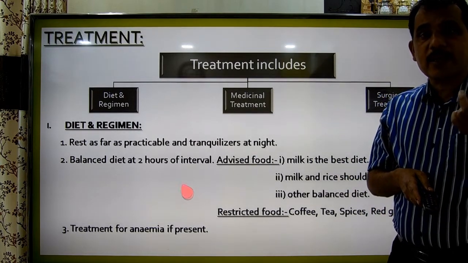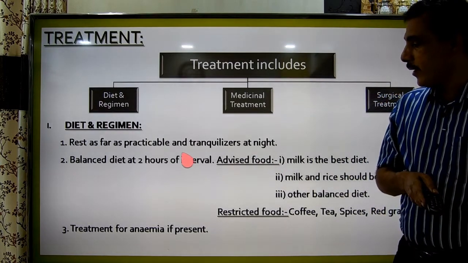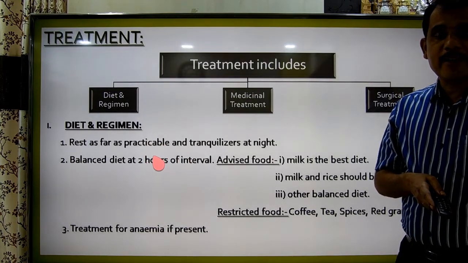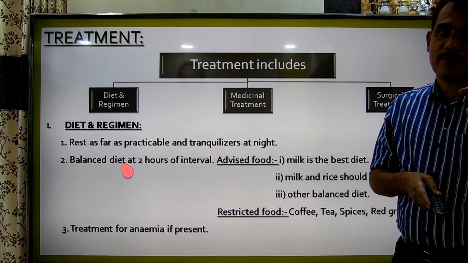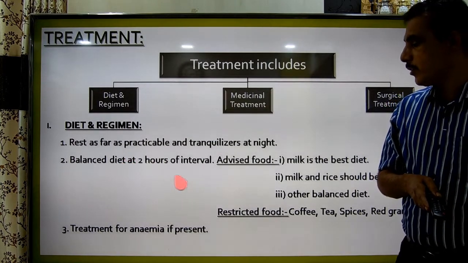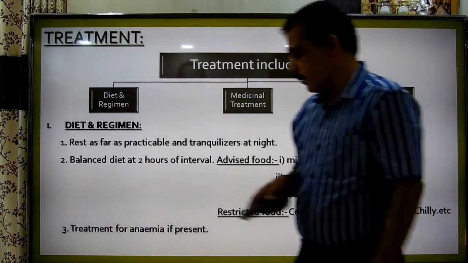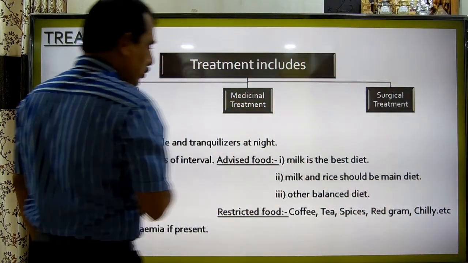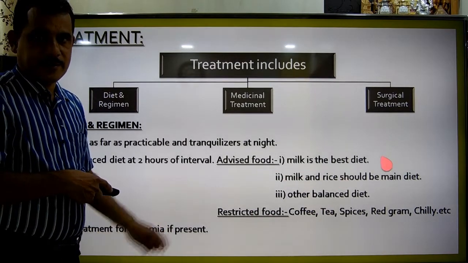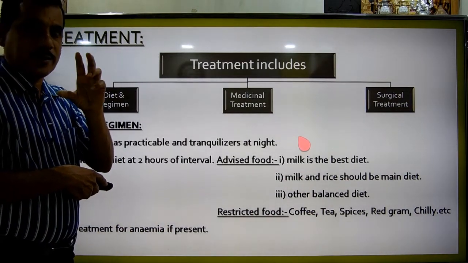Diet: balanced diets should be given two-hourly, at two-hour intervals, especially in case of duodenal ulcers. Even in gastric ulcer, small amounts of food should be given every two hours, which will help in the management of peptic ulcers. And what should you give as diet? Milk is the best diet, especially cold milk.